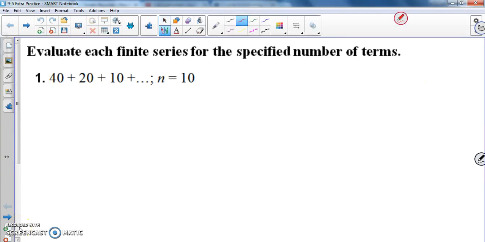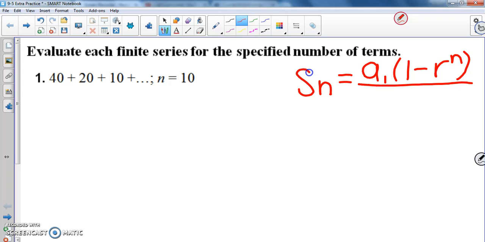So, if we are going to evaluate a finite series for the specific number of terms, this is geometric because we are multiplying by 1/2 to get to the next term. So I am using the sum formula for a geometric finite. So the sum, a1 times 1 minus r to the n power, all over 1 minus r. So I need to know what my first term is, r and n.